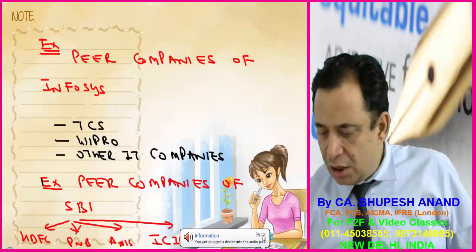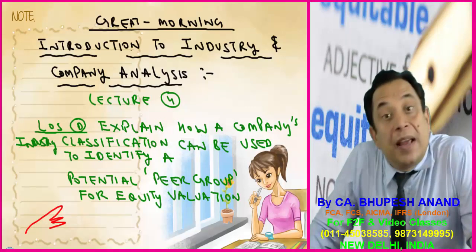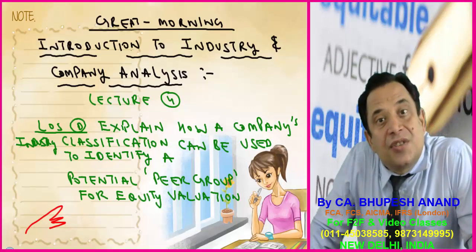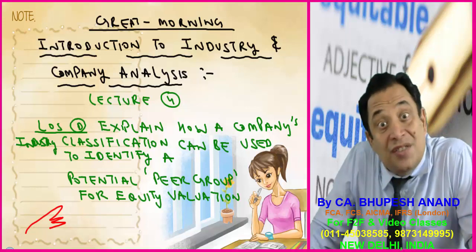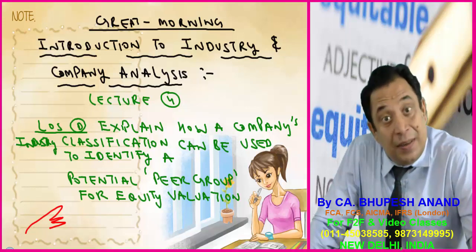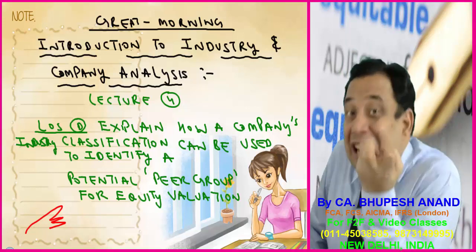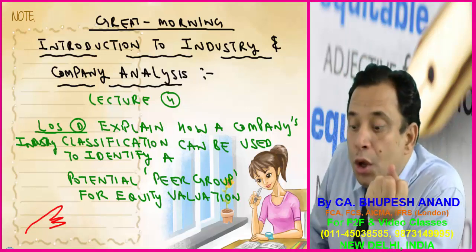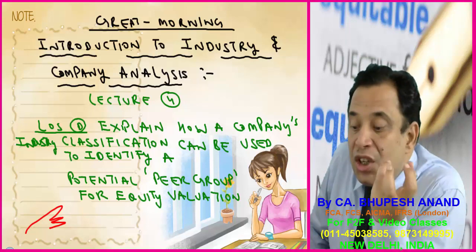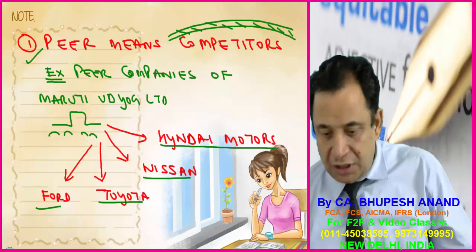Now the logic is, in this learning outcome, we have to explain how a company's industry classification works, because we are classifying each company into an industry, whether it is FMCG, oil sector, cement sector, infra, telecommunication, or automobiles. A company has been categorized into an industry. Now that classification, how is it helping to identify a potential peer group for equity valuation? You getting my point? So let's start the journey.